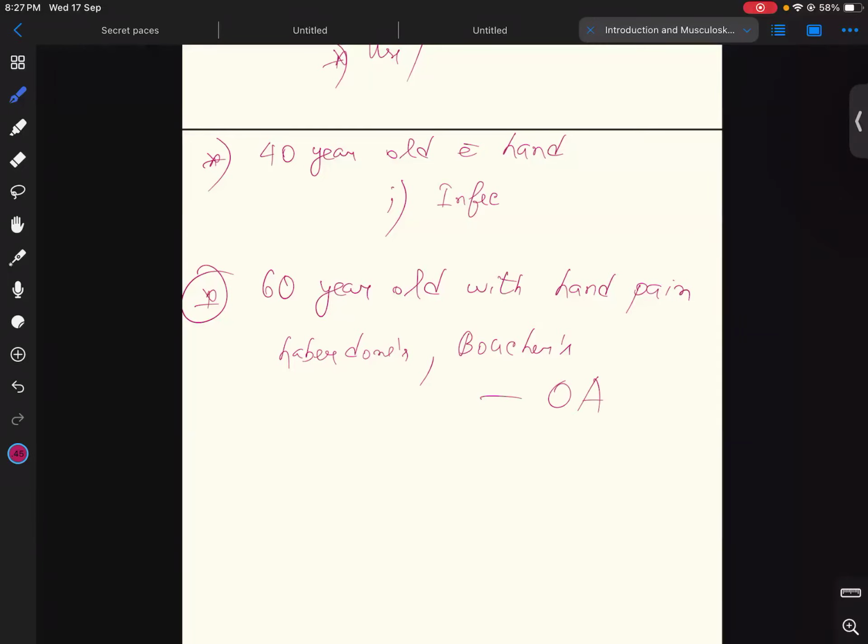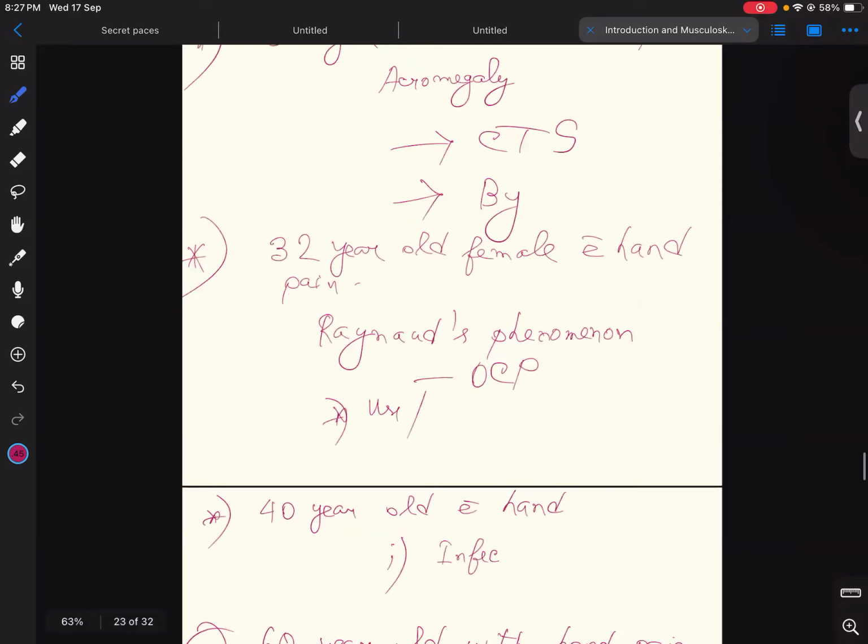So another case is a 32-year-old female with hand pain. After entering the station, she is telling that my hand pain is due to joint pain and I have morning stiffness. And the joint pain is bilateral symmetrical in both wrist joints and both knee joints. So what is the diagnosis here? Yes, someone is already answering. Yes, rheumatoid arthritis. So these are real exam cases.